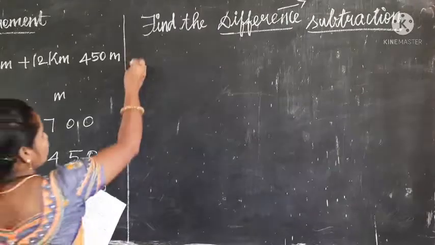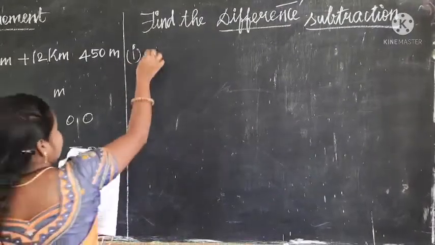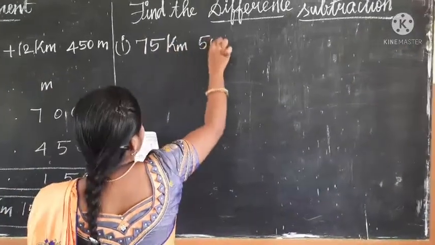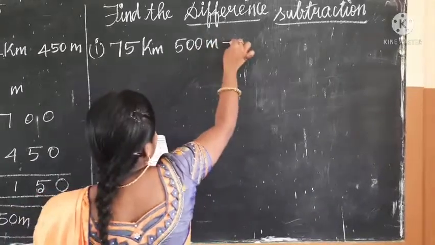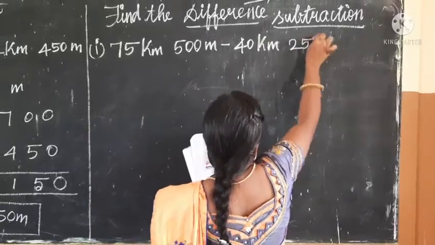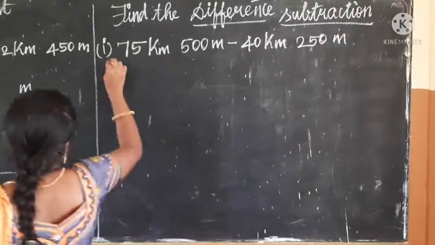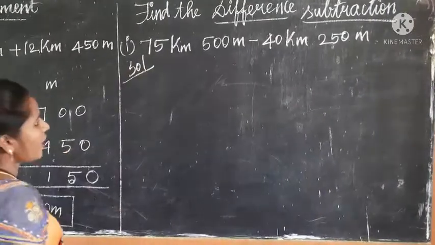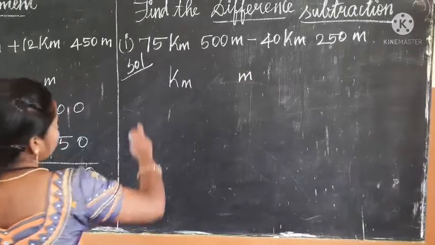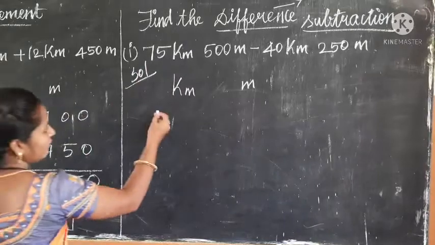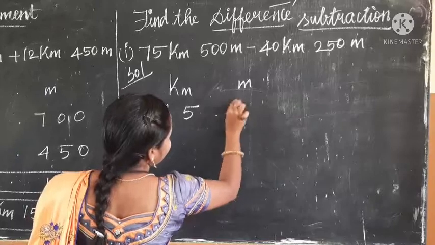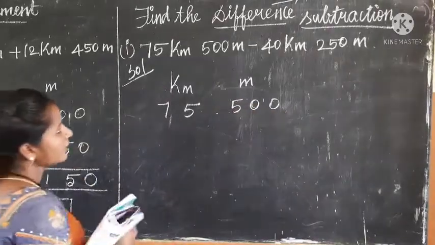So first question, 75 kilometers 500 meters minus 40 kilometers and 215 meters. Okay, so now we have to write the solution. First we have to write kilometer and meter. In kilometer, how many kilometers are given? 75 in kilometer. And in meter, 500 meter. Okay, so next is subtraction.